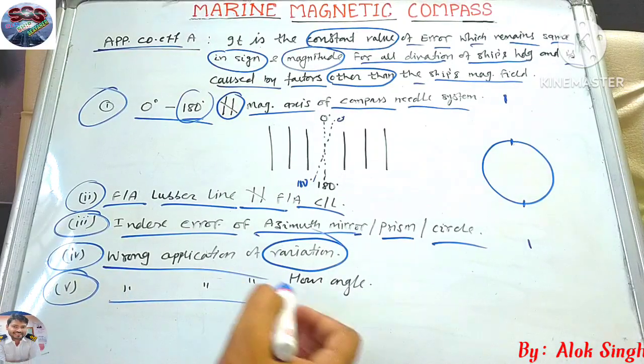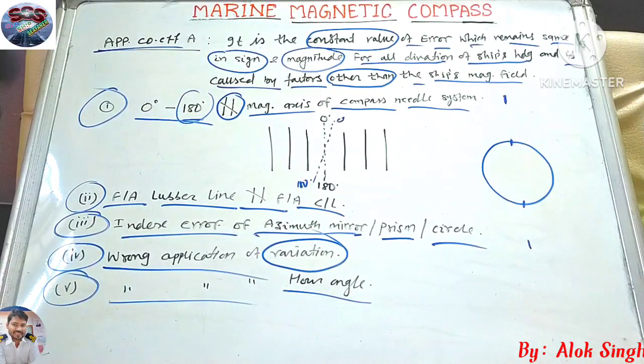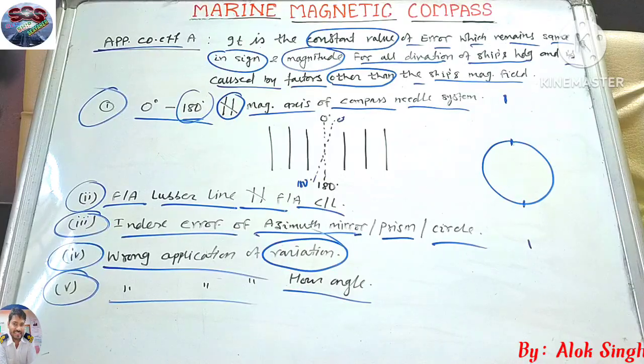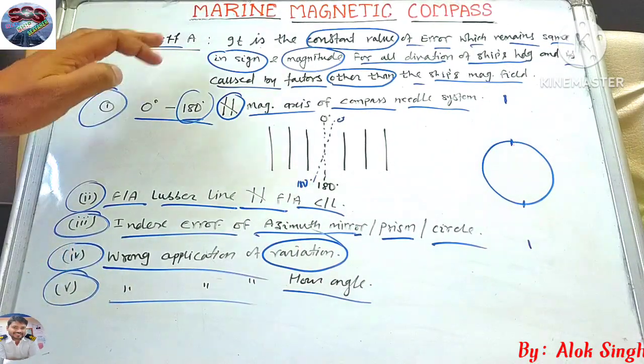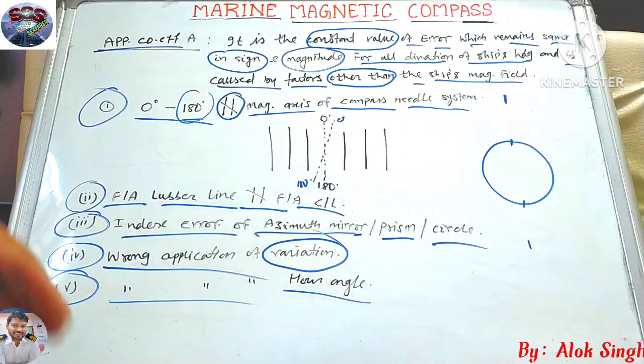And the other is wrong application of hour angle, which we use to calculate the side when we are measuring from the compass, either from the repeater or from the center repeater. So these are the five reasons of apparent coefficient A. So this is all about the coefficient A.